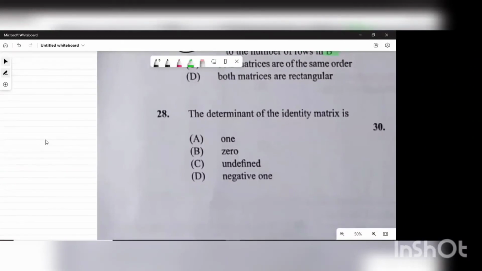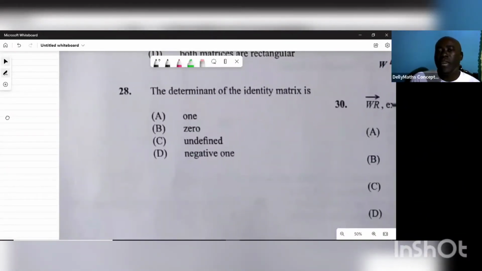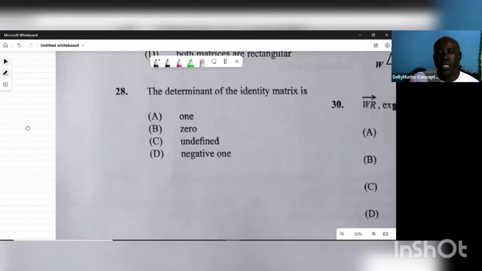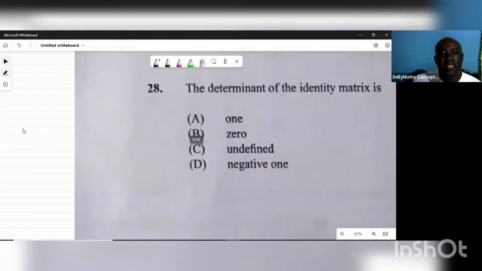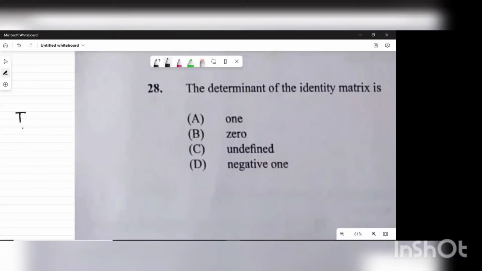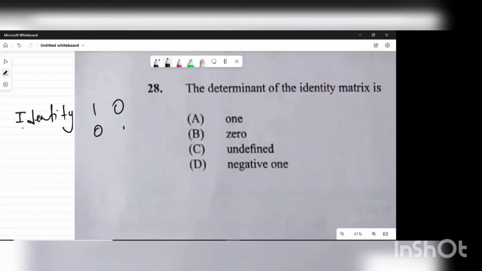All right. Let's look at question 28. It says the determinant of the identity matrix is what? Now they're asking if you remember what the identity matrix is. Come on, let's write down the identity matrix. It's 1, 0, 0, 1.